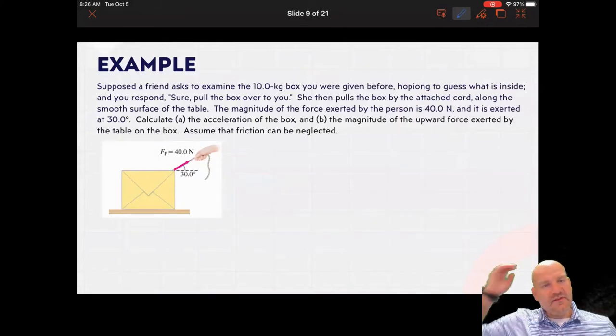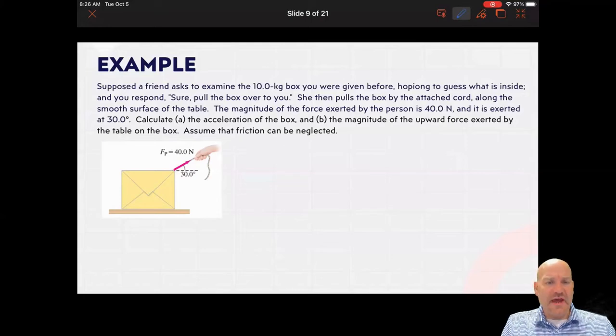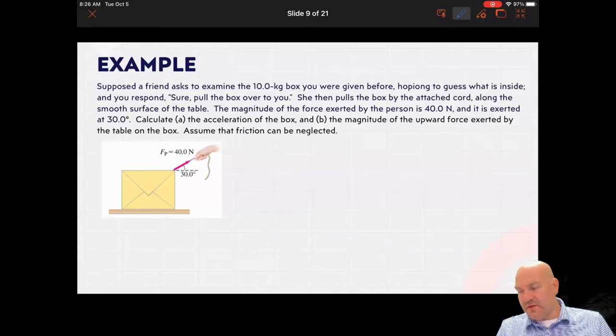Basically, that friend that gave us the gift in the last video, now they're going to pull that box across at an angle. So then we're going to calculate the acceleration and then the magnitude of the upward force exerted by the table. So we're looking for the normal force. So, free body diagram. Again, you can just do a dot or a box, right? But that dot is going to represent the object.